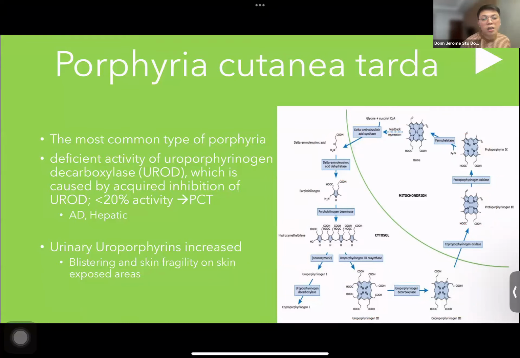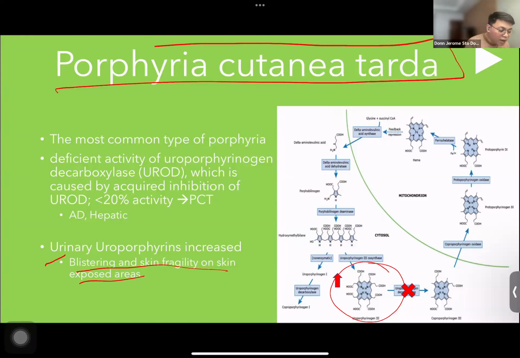Next, porphyria cutanea tarda. Among all the porphyrias, this is the most common. Ito po ang pinaka-common, no? So this is due to the deficiency in your UROD enzyme, uroporphyrinogen decarboxylase. So ang manifestation ng patient, there will be elevation in your uroporphyrins. So ang manifestation is photosensitivity, no, or cutaneous symptoms. Hence the name, porphyria cutanea tarda.